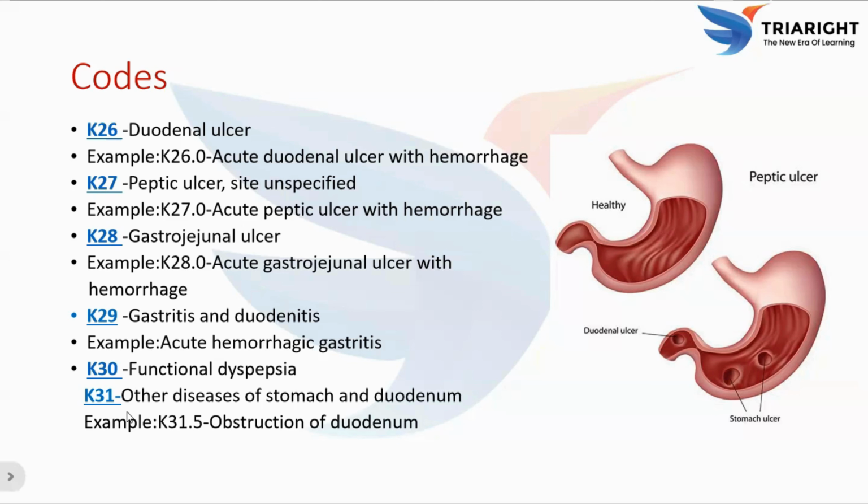So coming to K31, this code range covers other diseases of the stomach and duodenum. For example, K31.5, what is it? Obstruction of duodenum. What do you mean by obstruction actually? Obstruction is nothing but a blockage in the pathway. So obstruction of duodenum means a blockage in the duodenum, which is the first part of the small intestine just after the stomach. This blockage prevents food, fluids, and also digestive juices from passing normally from the stomach into the rest of the intestines.